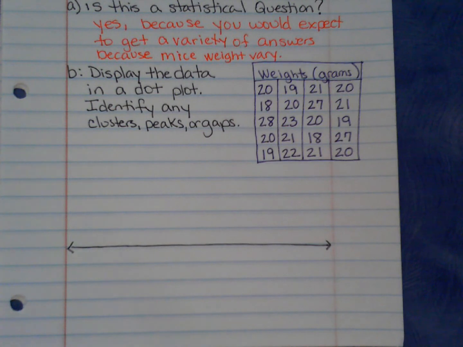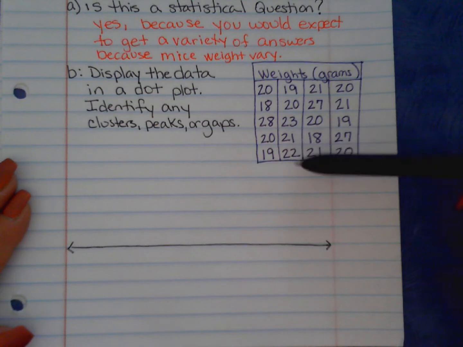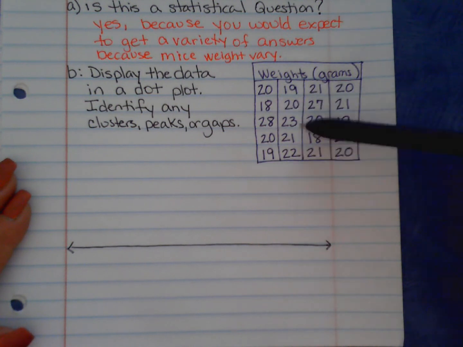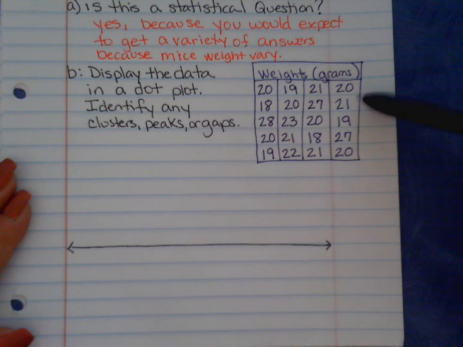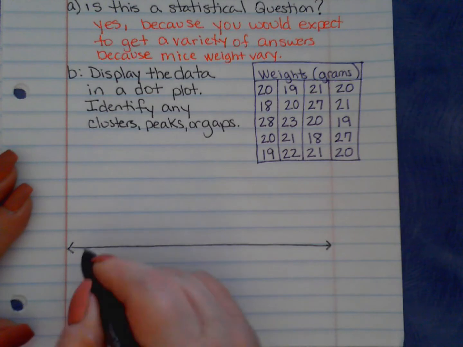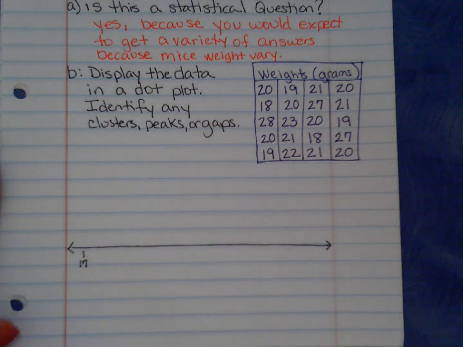And then what I'm going to do is scan very carefully through my table, and I am going to look for my lowest number. So I've got 18. I continue through. There's another 18. But I don't see anything below an 18. So I know that 18 is my lowest number. So just to make my number line look good, I'm going to start with 17. Okay.